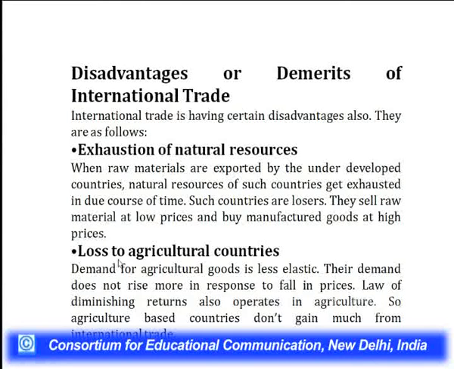Loss to agricultural countries. Demand for agricultural goods is less elastic. Their demand does not rise more in response to a fall in prices. The law of diminishing returns also operates in agriculture. So, agriculture-based countries don't gain much from international trade.